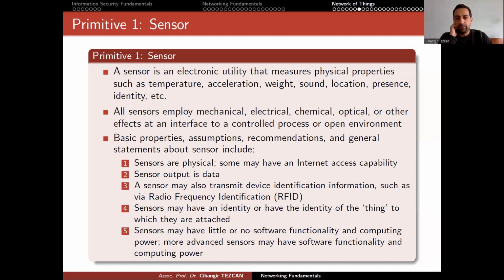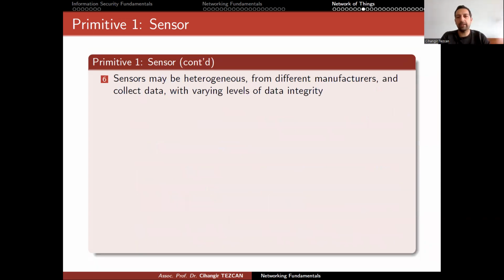Sensors may have little or no software functionality and computing power. More advanced sensors may have software functionality and computing power. Because, I mean, we have very small but very nice hardware today, but we are still building very small chips like 4-bit microcontrollers and so on. So, you know, not every sensor has the same capability. Sensors may be heterogeneous from different manufacturers and collect data with varying levels of data integrity.